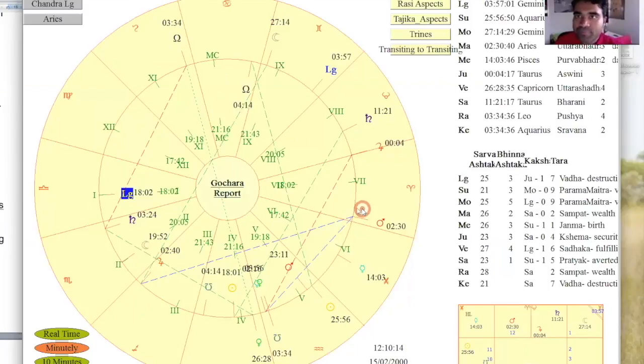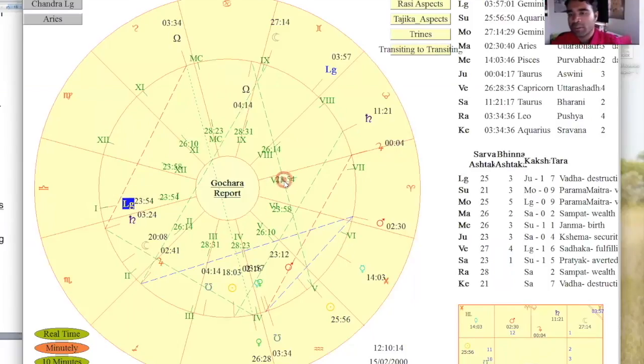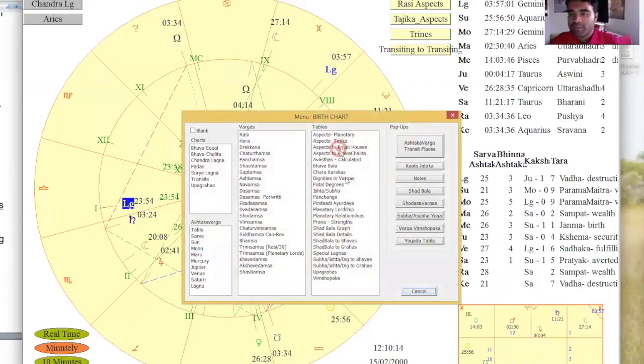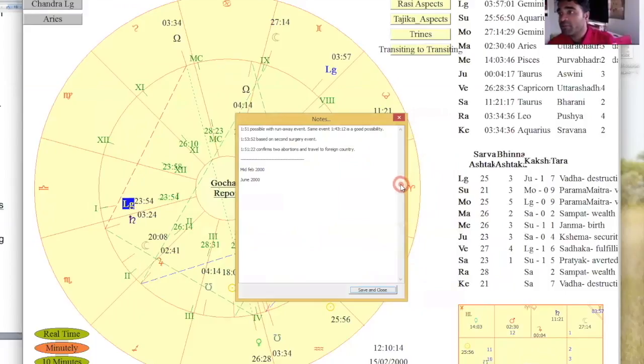Okay, let me put the second pregnancy. It becomes more and more clear now. That is why we need more events. You see, it's the same event. It's the same abortion event, but two events, and it gives more confluence for the same house cusps. June 2000 was the next one.